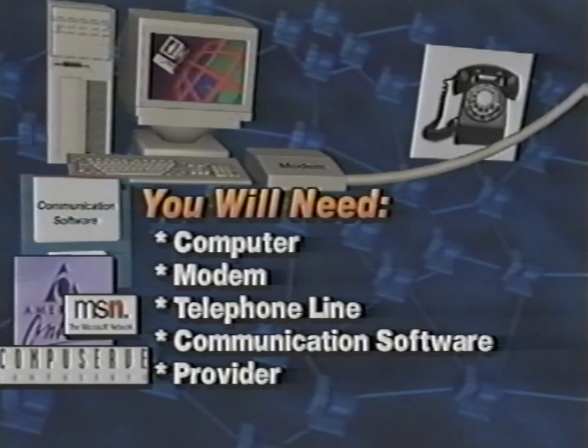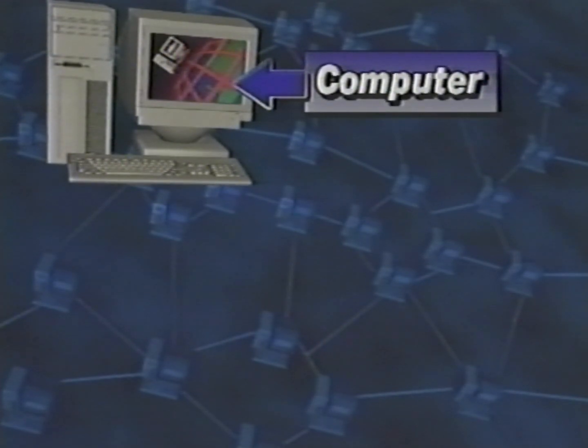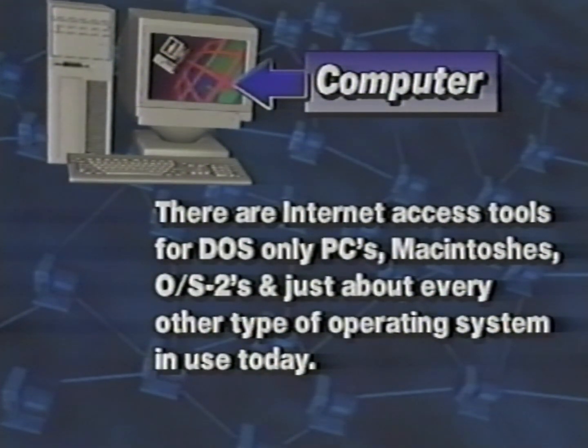For those of you who may not have these items yet, or may be looking to upgrade your computer, let's take a quick look at the details of each item. It's important to understand what they are and how they work. The first item on our list is a computer. I should mention here that there are Internet access tools for DOS-only PCs, Macintoshes, OS2s, and just about every other type of operating system in use today. We will be referring to Windows-based PCs in this lesson.